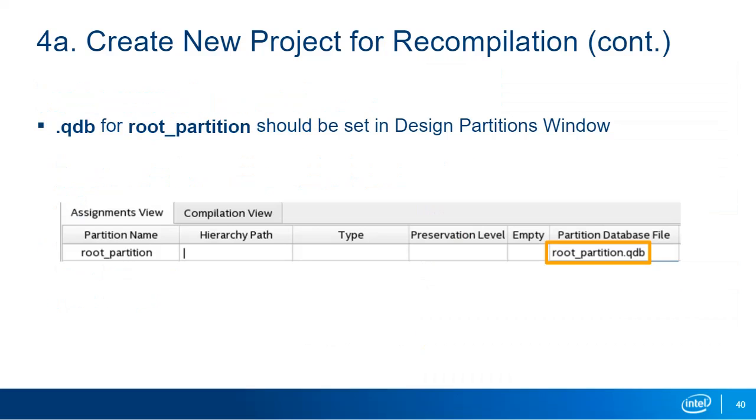The root partition is always listed first in the Design Partitions window. It should be pointing to the exported root partition.qdb file in the partition database file column, as shown.